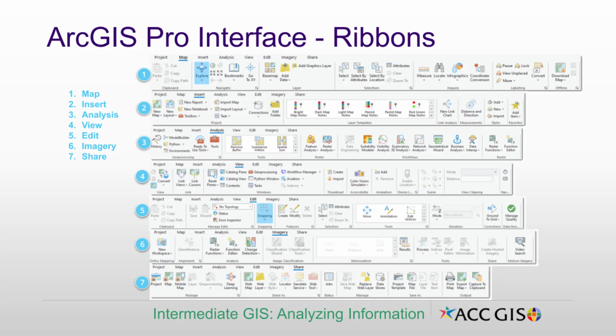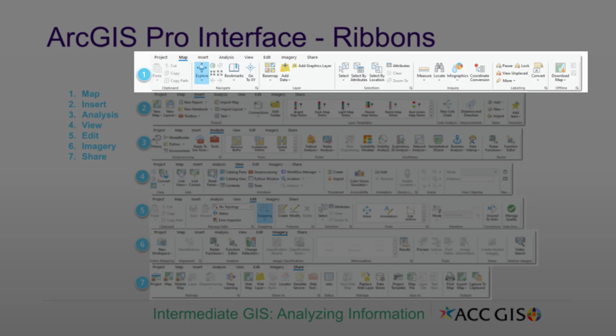Now, in the previous slide, we can only see the map ribbon, but there are a host of ribbons, and these are the core ribbons that are always accessible in the ArcGIS Pro interface, including the map, insert, analysis, view, imagery, and share. There's a whole host of other context-sensitive ribbons as well that I don't have here, but you will experience as you work with the software.